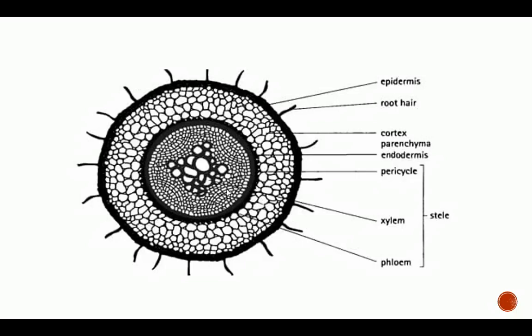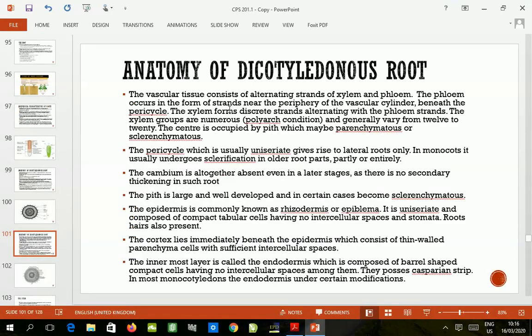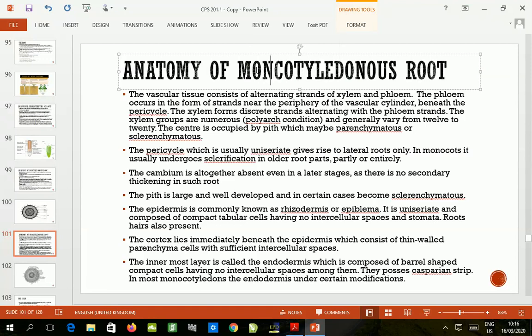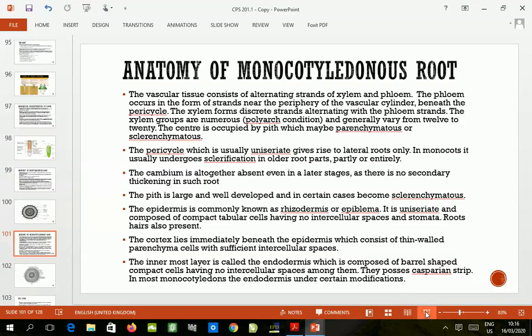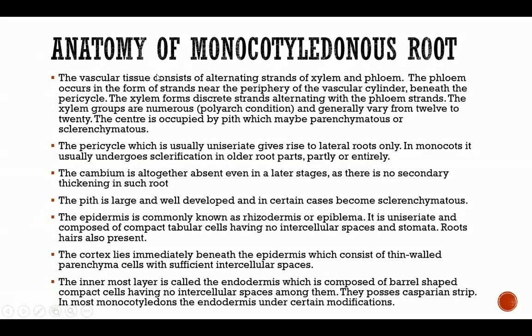Okay, so I'd like to make a correction here. This is supposed to be monocotyledon. Monocotyledonous roots. Okay, so let's continue. The vascular tissue consists of alternating strands of xylem and phloem. The phloem occurs in the form of strands near the periphery of the vascular cylinder beneath the pericycle. The xylem forms distinct strands alternating with the phloem strands. The xylem groups are numerous. They have a polyarch condition, that means they are more than 6, and generally vary from 12 to 20.